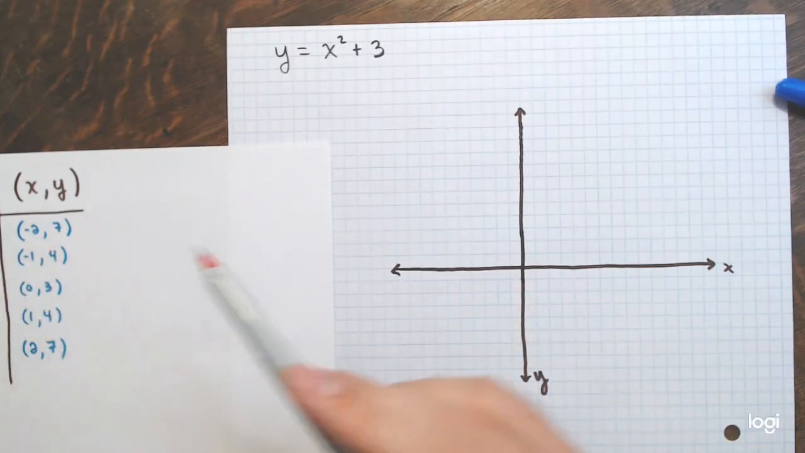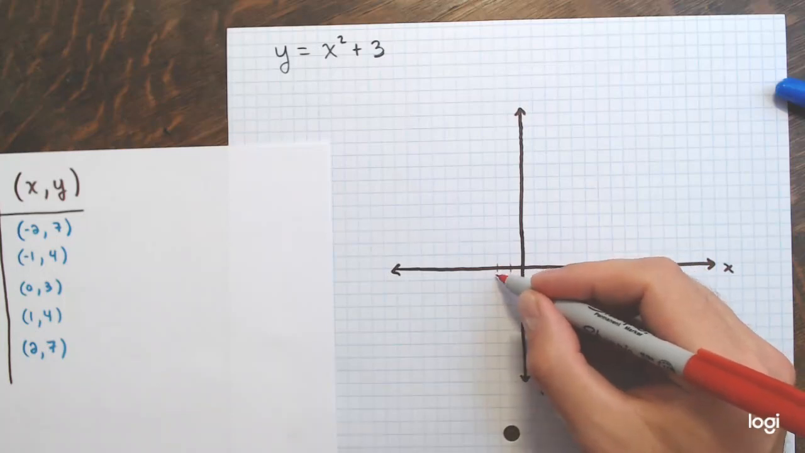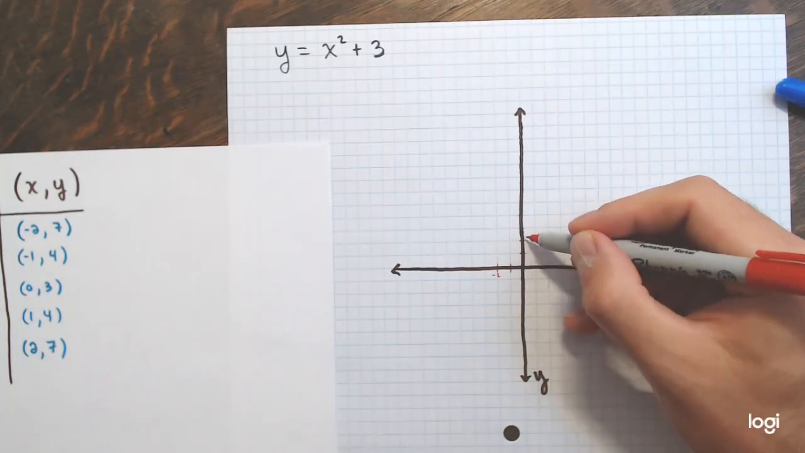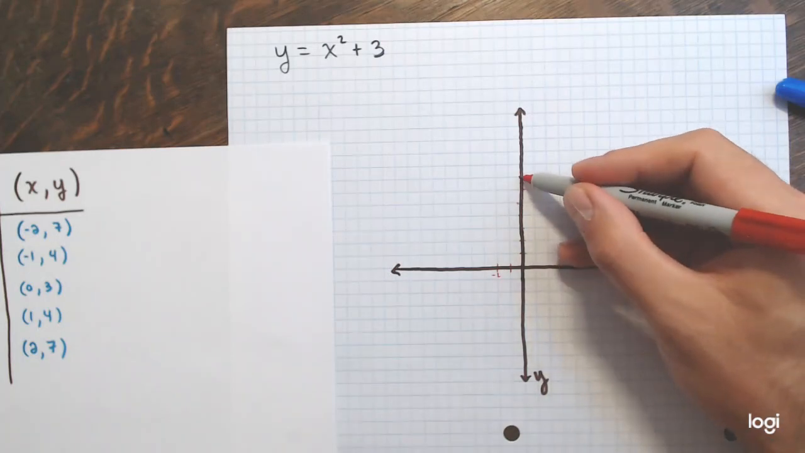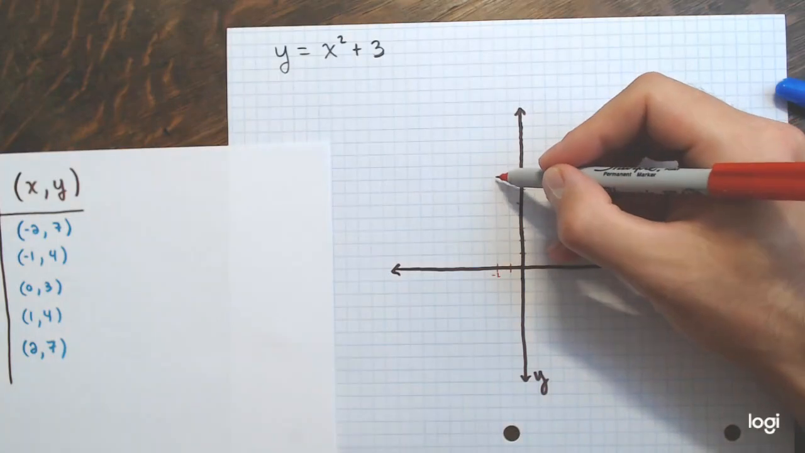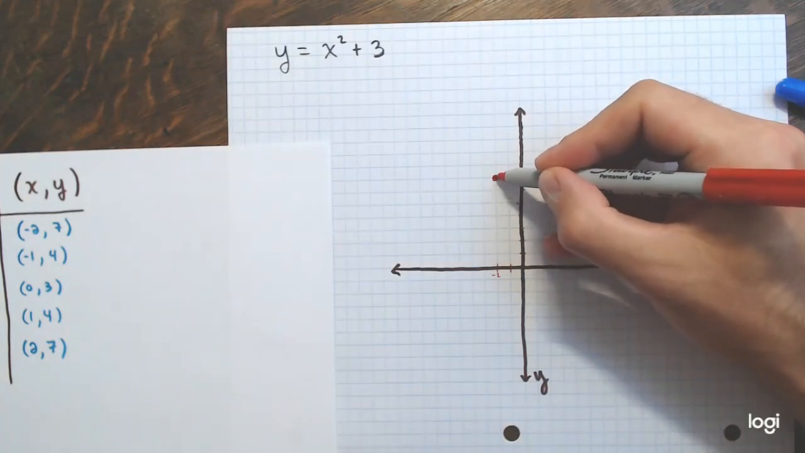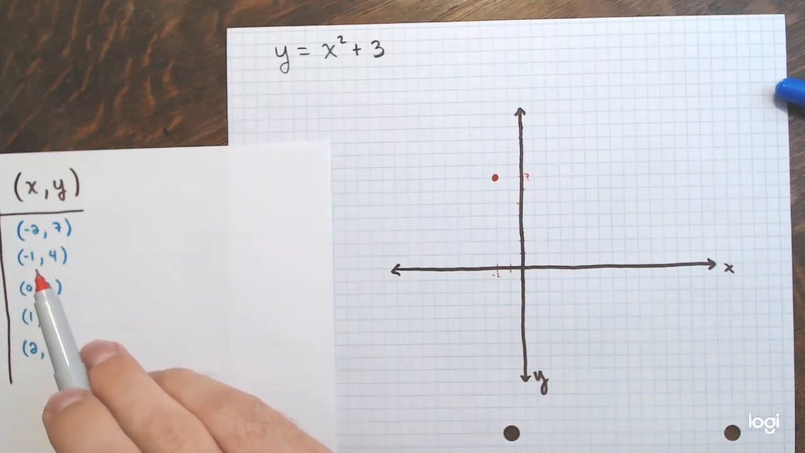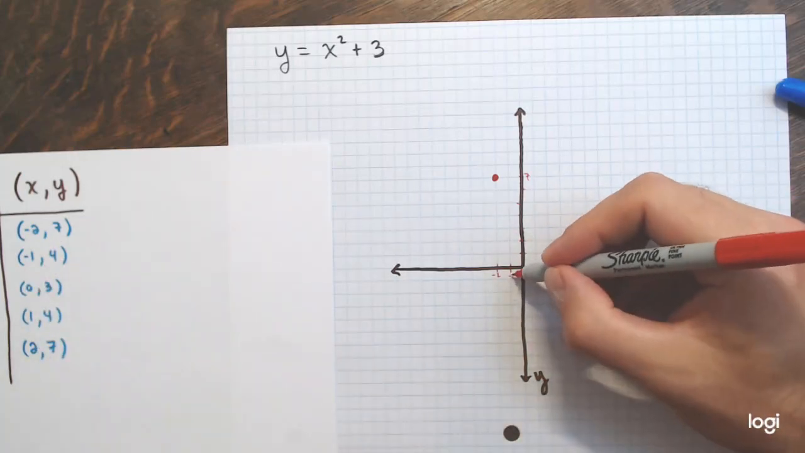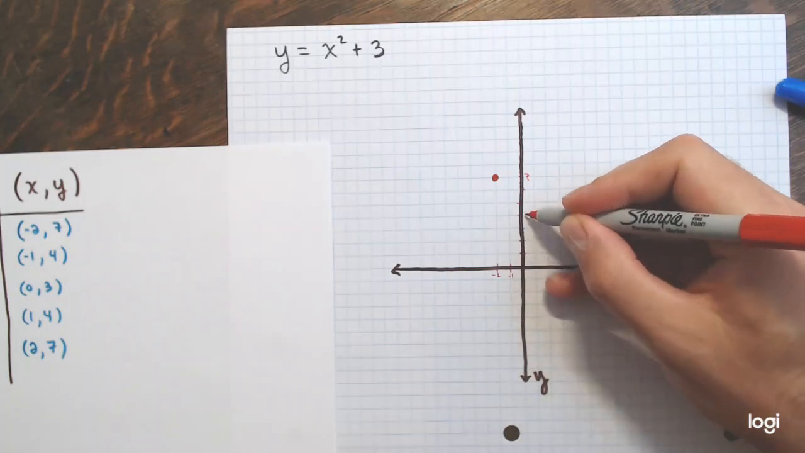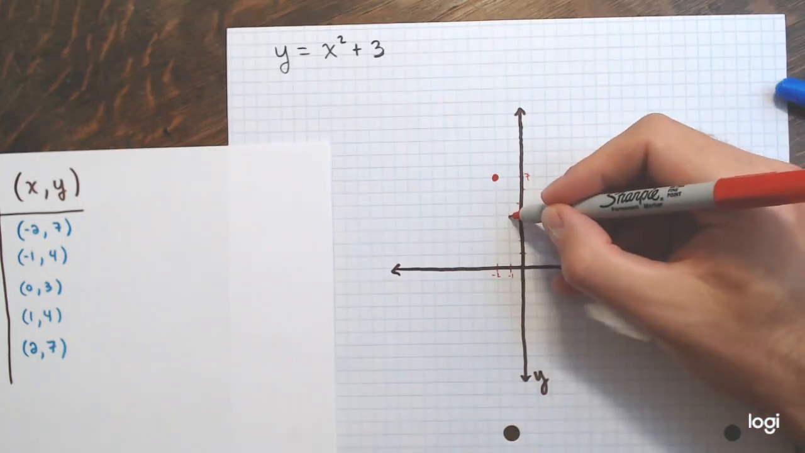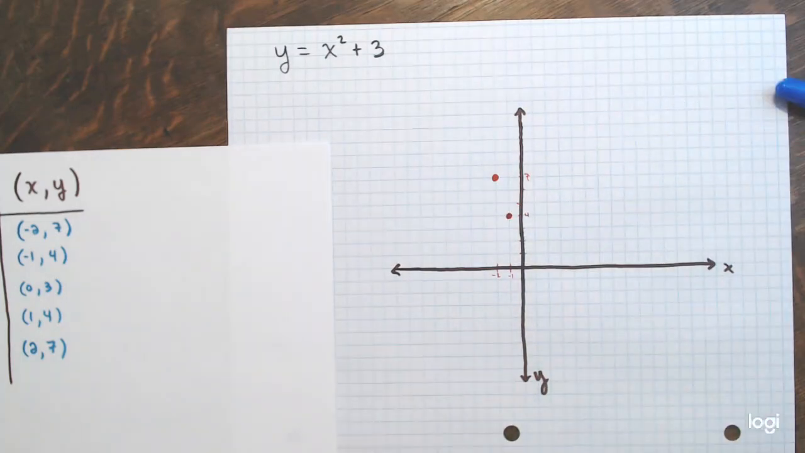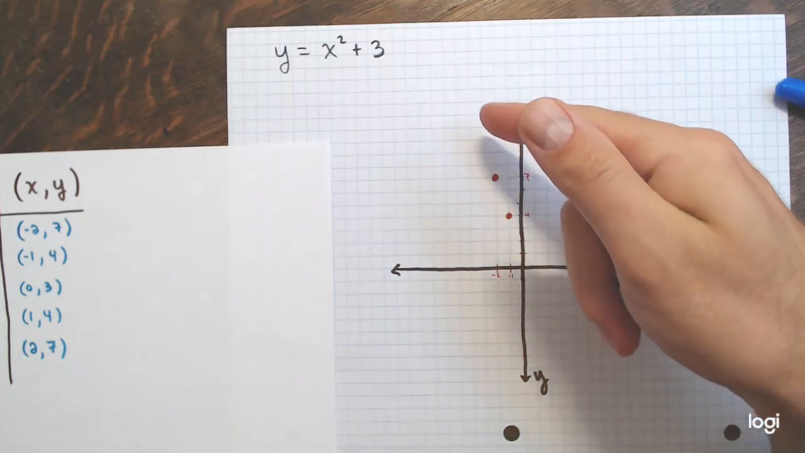So -2, 7. -2 for the x on the x-axis, 7 on the y-axis: 1, 2, 3, 4, 5, 6, 7. So the point in line with those is this point right here. There's that solution. And then -1, 4 is another solution. -1 on the x-axis, 4 on the y-axis. There's another one.